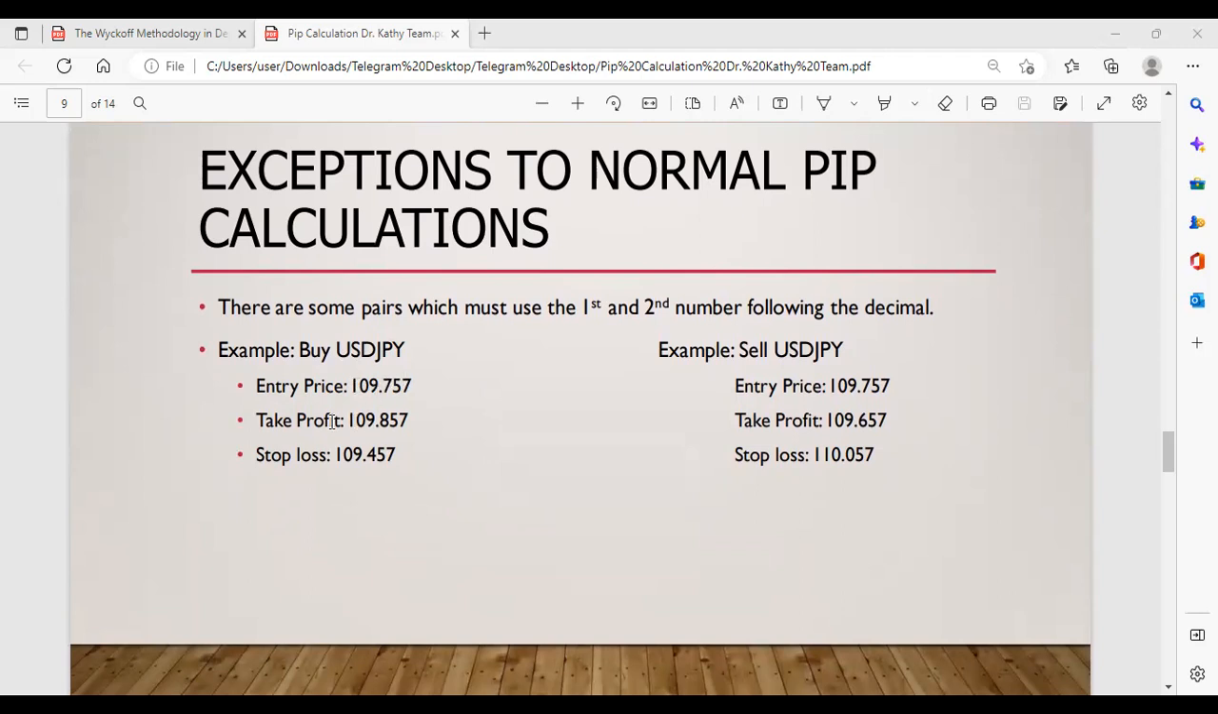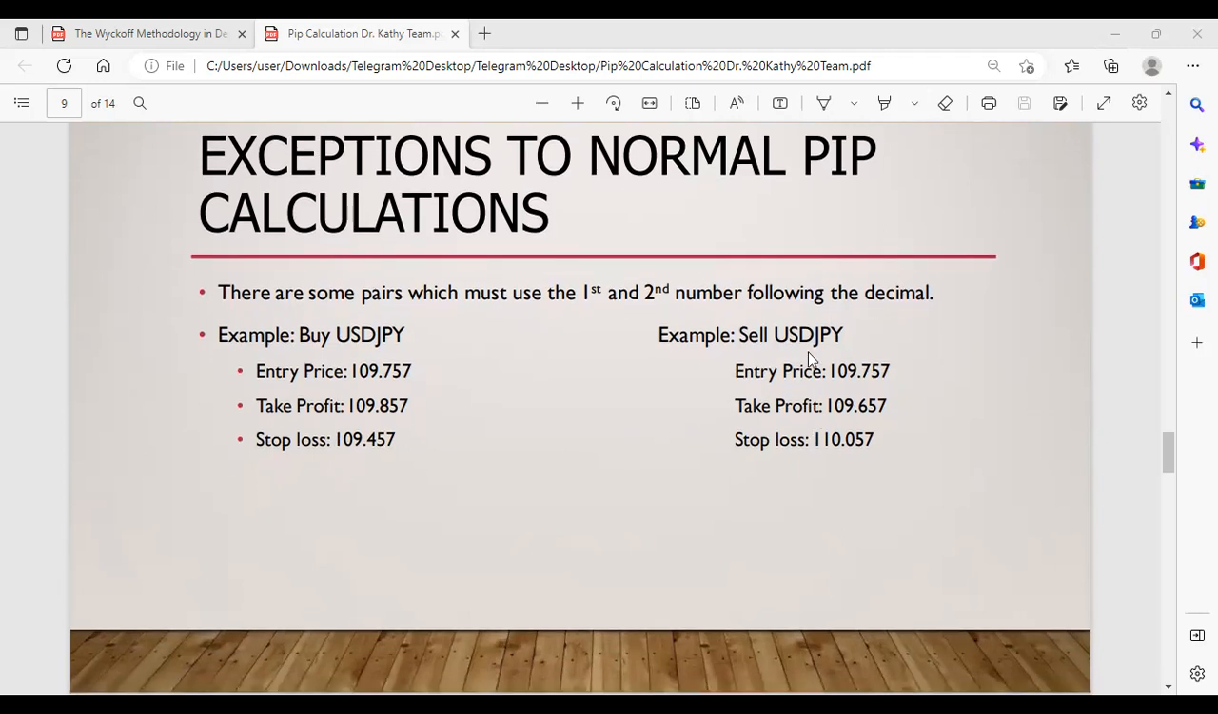109.75. And take profit. If you take note, it's a buy, so we're going to add. We're going to add 7 plus 1, which gives us 857. Stop loss, minus, 457. As for a sell, do the same thing, here we're just going to minus. Yes, with a minus, to find the stop loss.